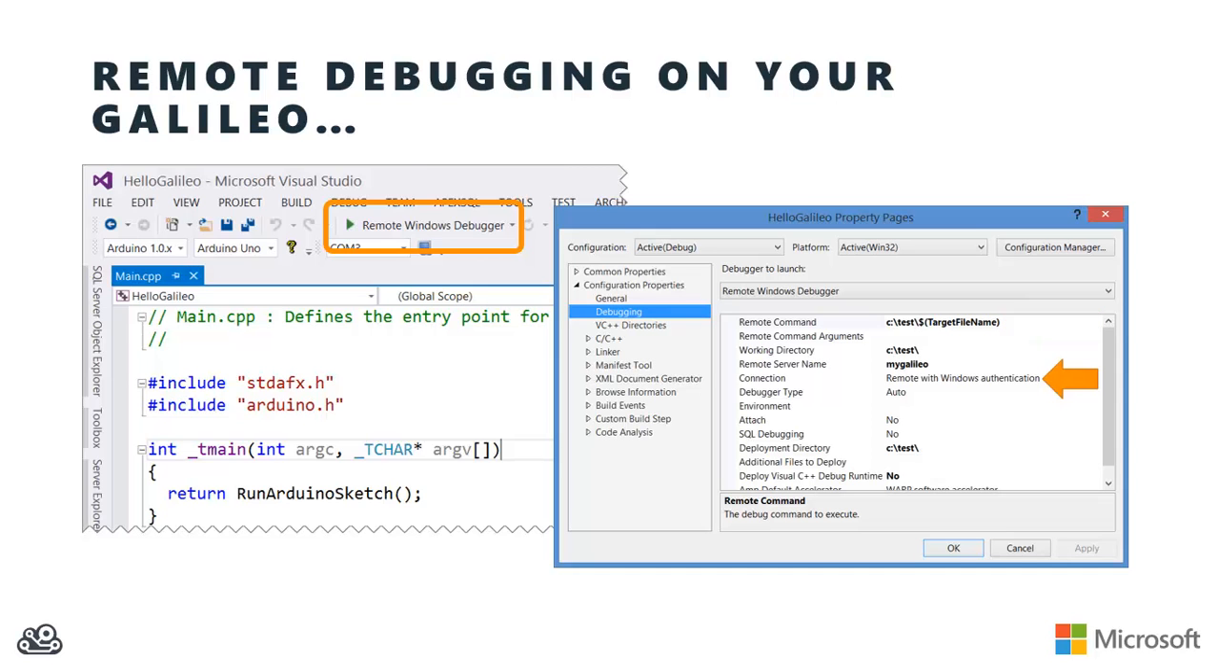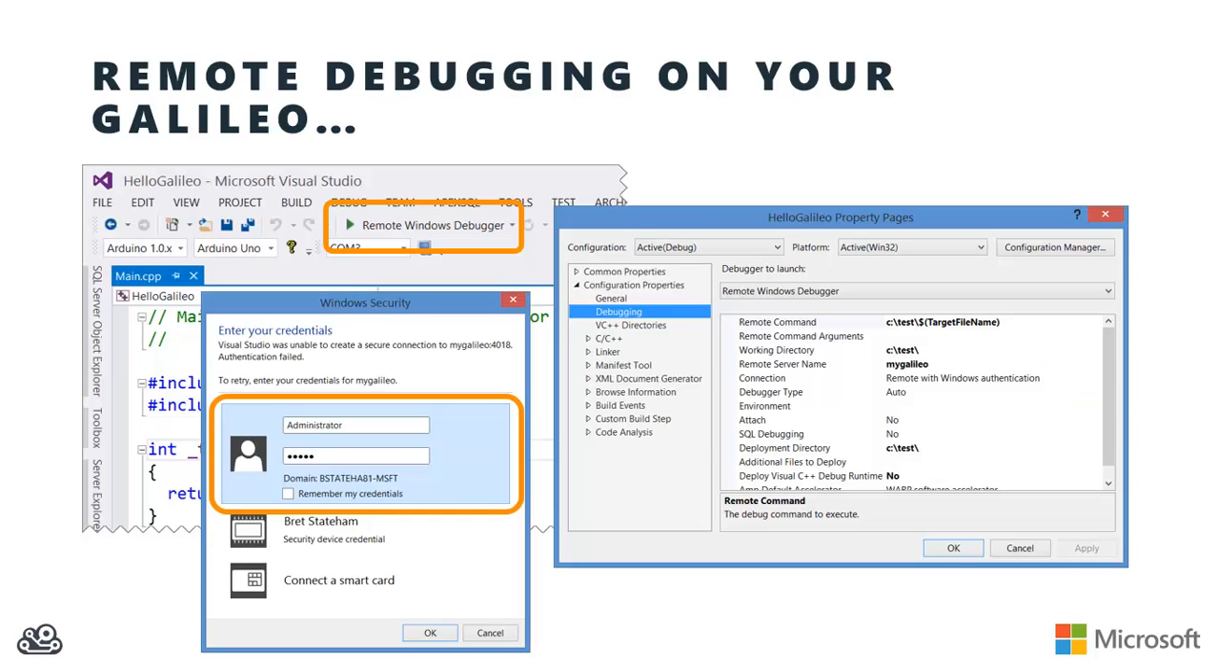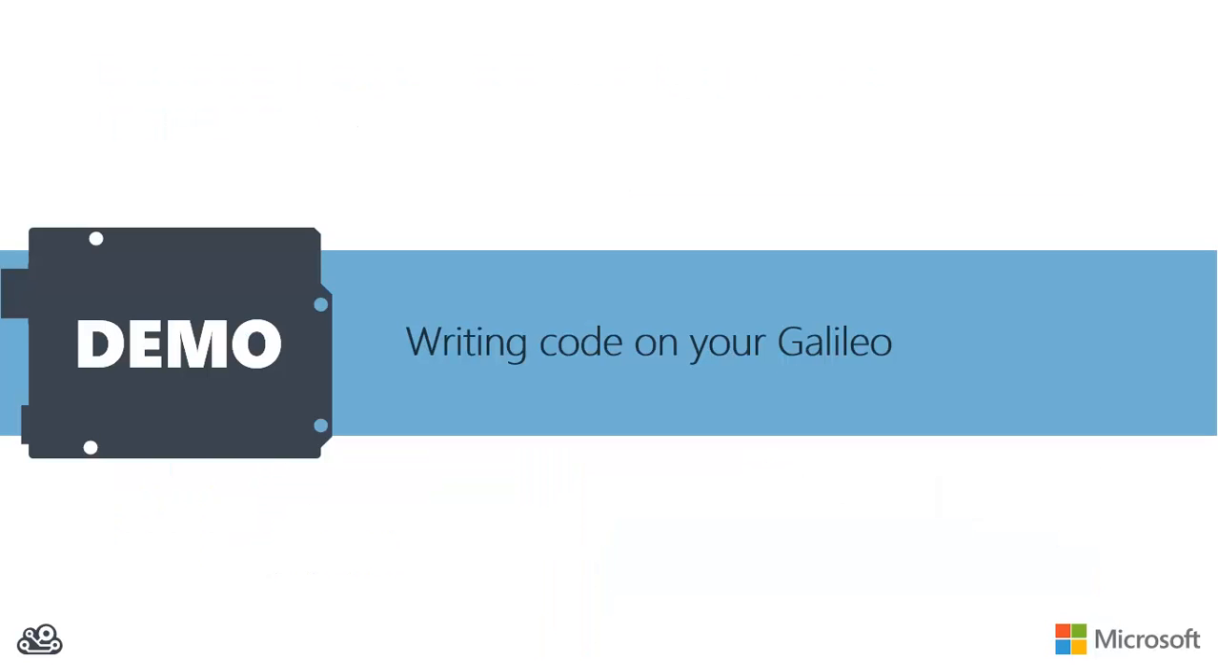Now remember, when you do that, you also have to have permissions. So it's going to use Windows authentication, and you'll need to enter in your administrator username and password when you debug for the first time during a session. With that, let's go take a look at it. Let's write and run some code in Windows on our Galileo.